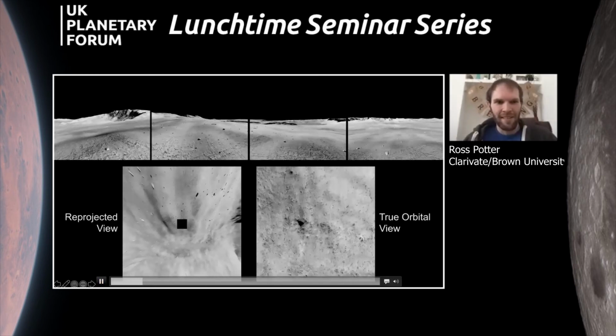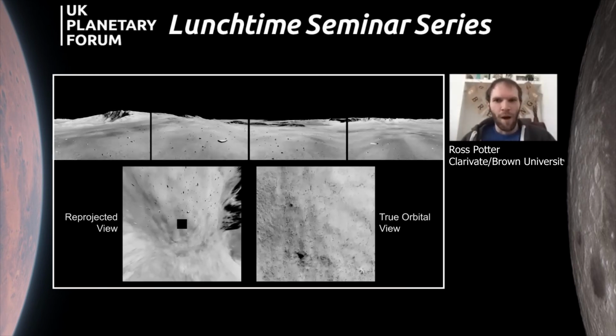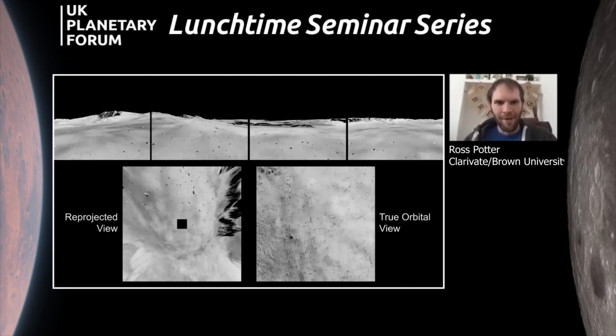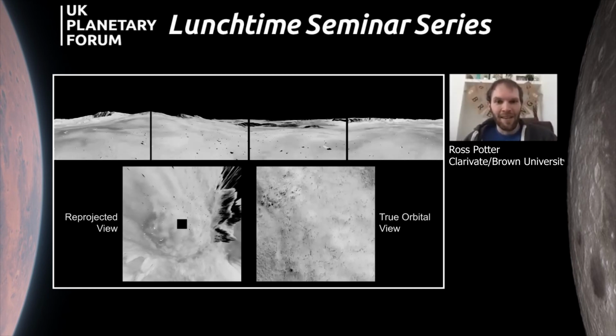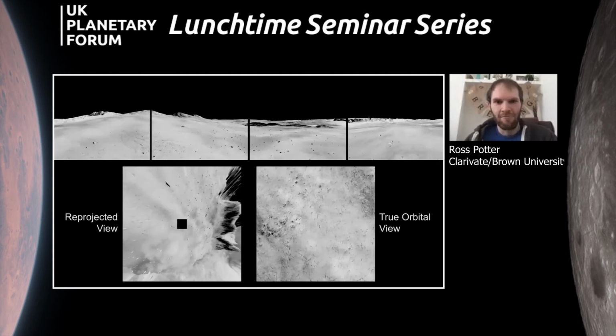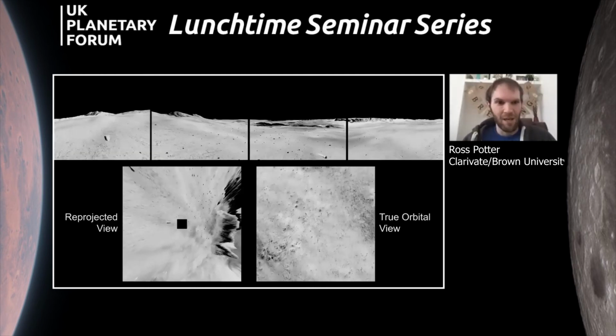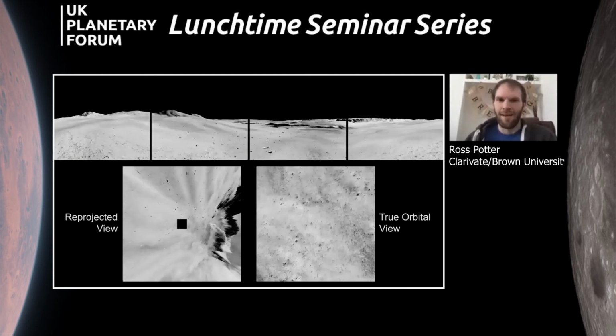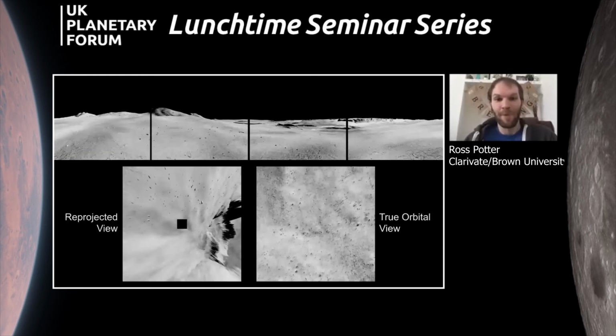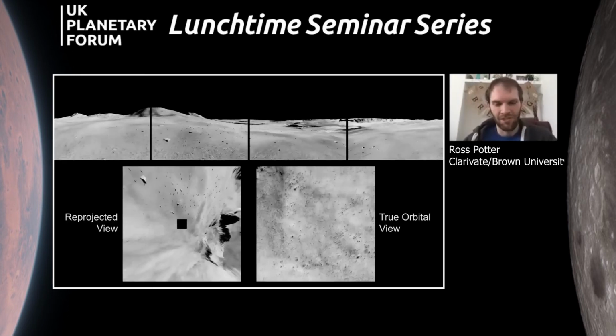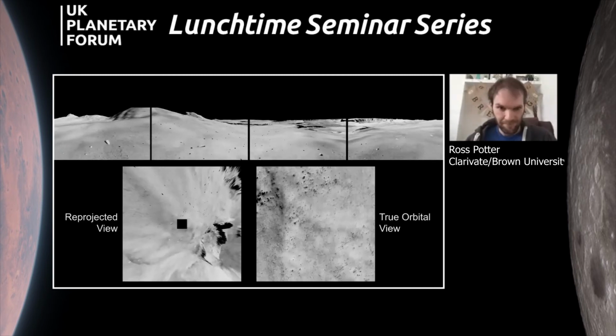Again, we can see that the reprojected view doesn't quite match the orbital view. When it comes across any kind of rock or elevated surface, the reprojected view cannot see beyond that. So we see these strange distortions in the reprojected view.